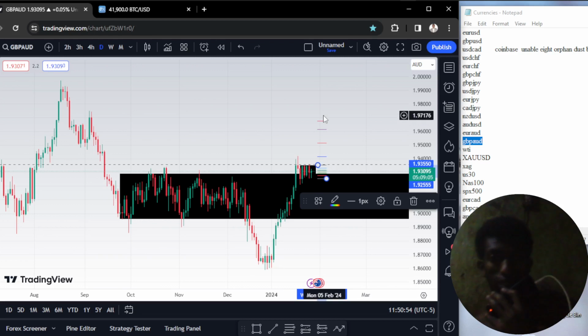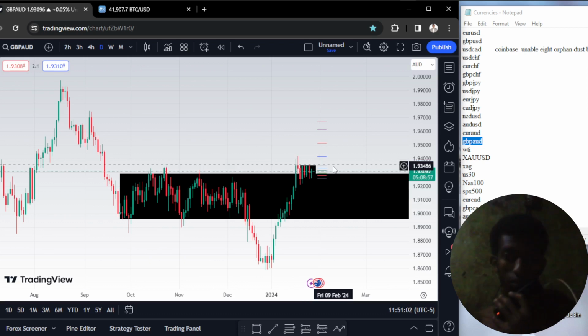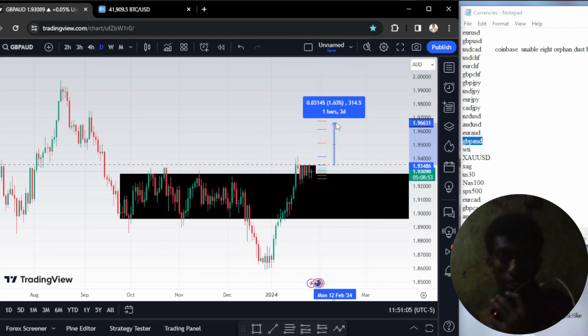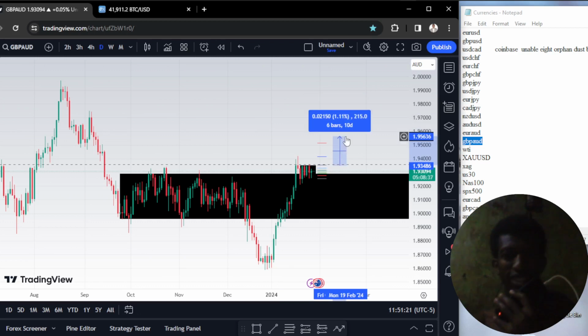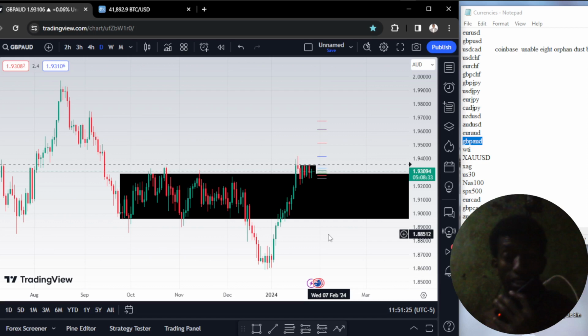That's a huge, huge pip count. Let's measure it, shall we? From here to there, 97,000. That is 353 pips. Simply just identifying the consolidation. This is just amazing. And we'll see about this. We'll make a lot of money.